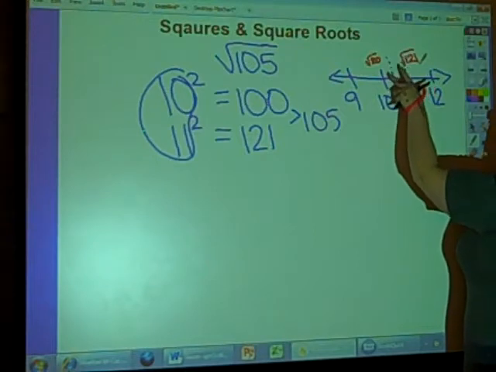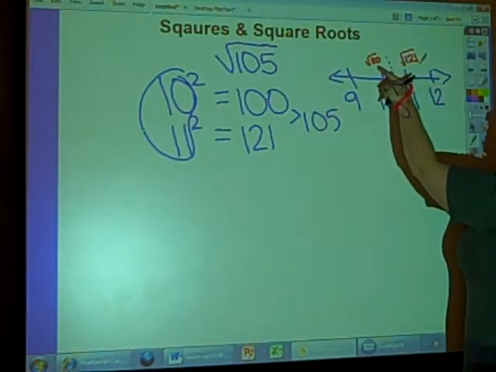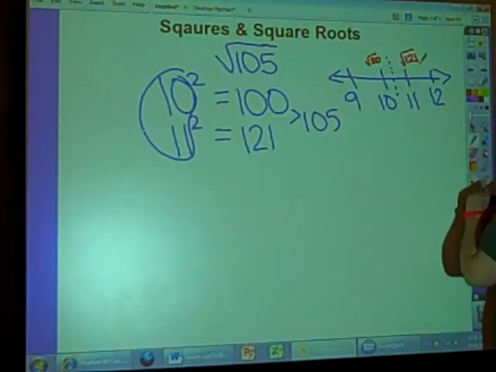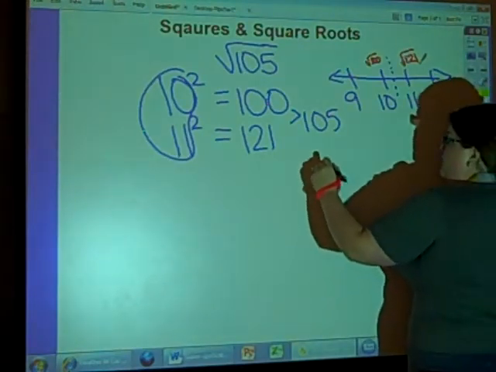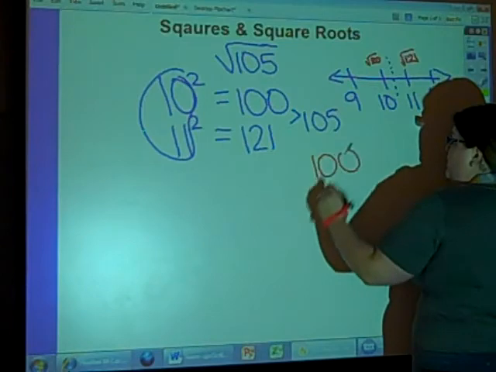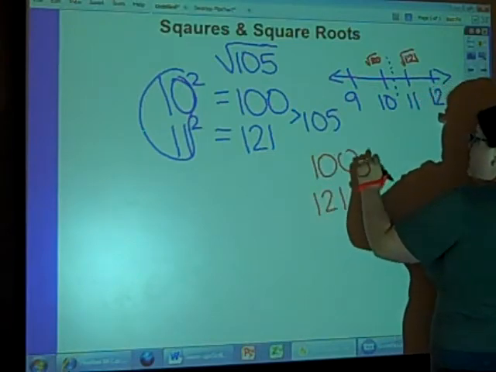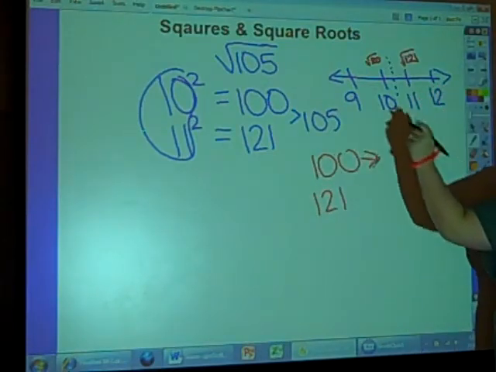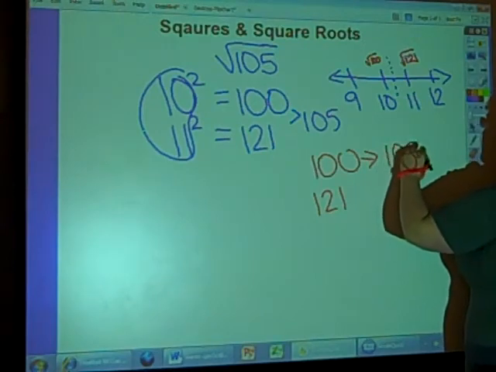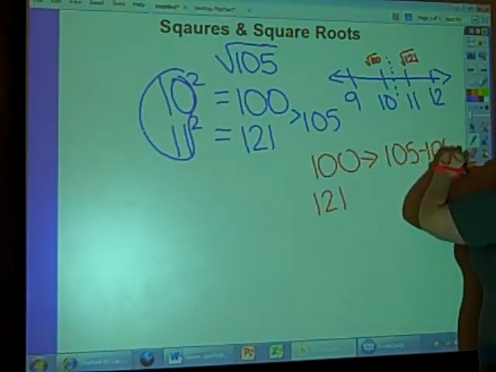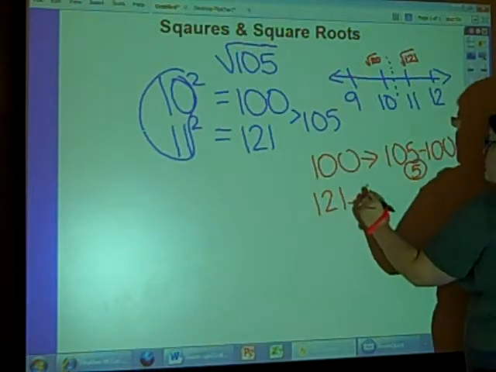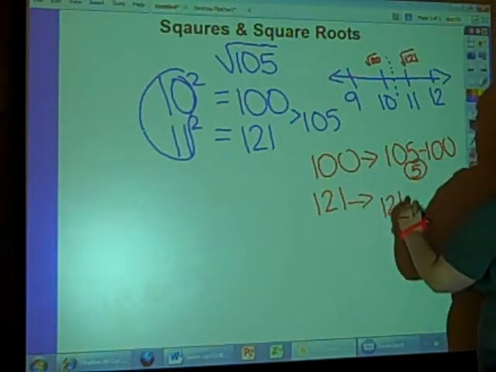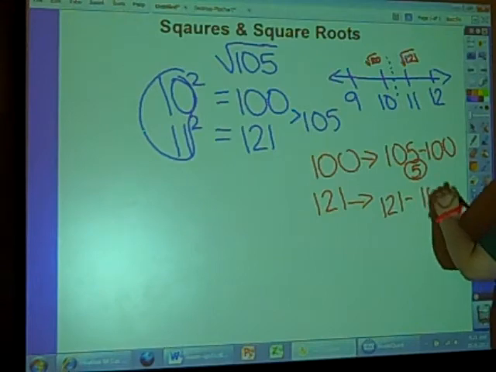And so we need to know between which one is it closer to. Is it going to be closer to the square root of 100 or the square root of 121? So we need to find some differences. So I'm going to take my perfect squares of 100 and 121 and find the differences. So I'm looking for 105 minus 100, and that's going to give me a difference of 5. For 121, it's going to be 121 minus 105.